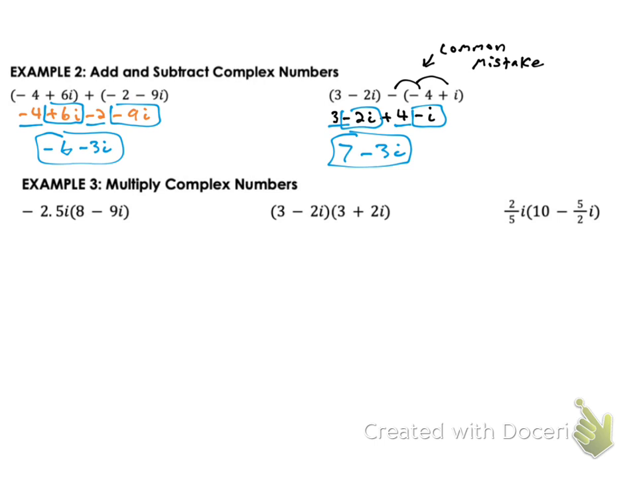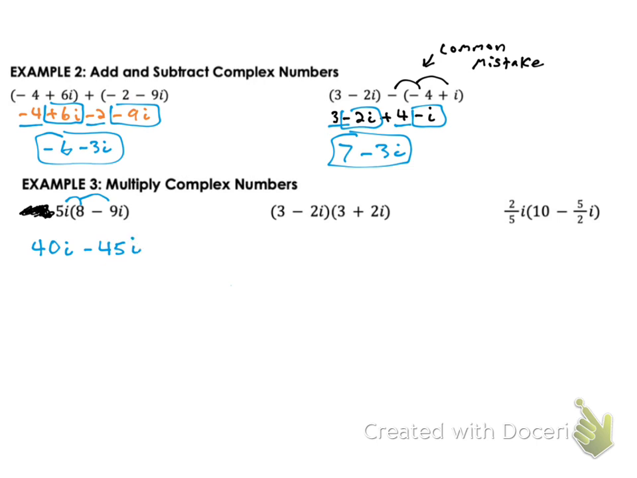Next part here, I think this was a little typo, so just erase the negative 2 point part. We'll do 5i times 8 minus 9i, okay? Again, for the most part, none of this is very different. We would distribute the 5i, okay? 5 times 8 is? 40. Good, so we get 40i. 5 times negative 9 is? Negative 45.